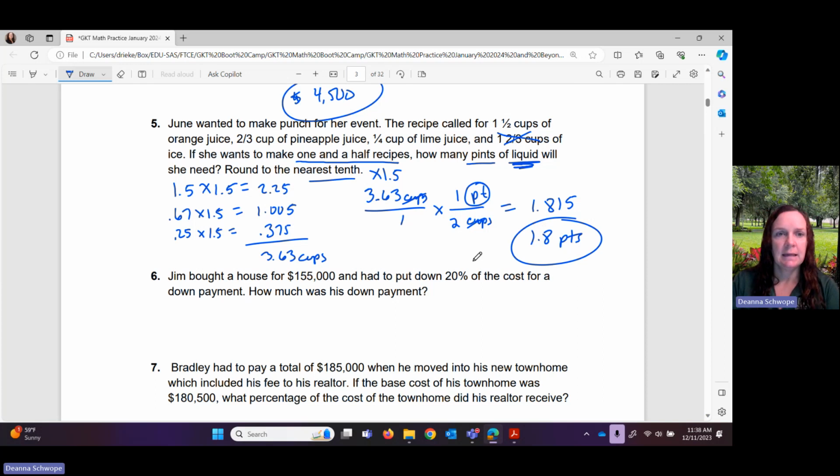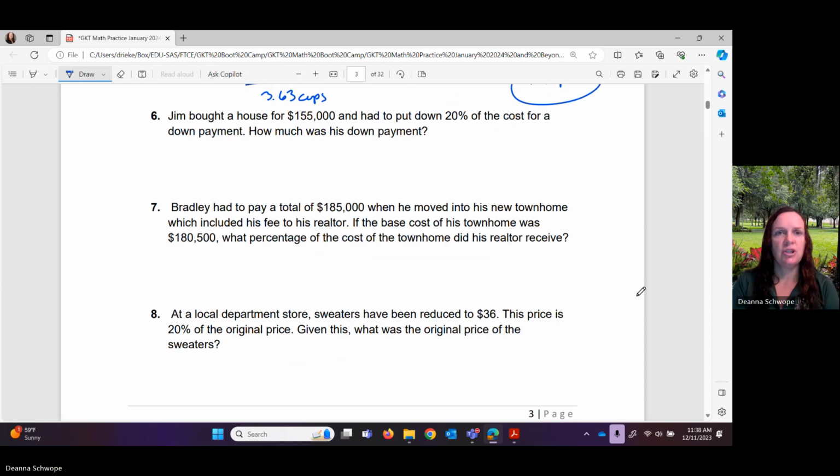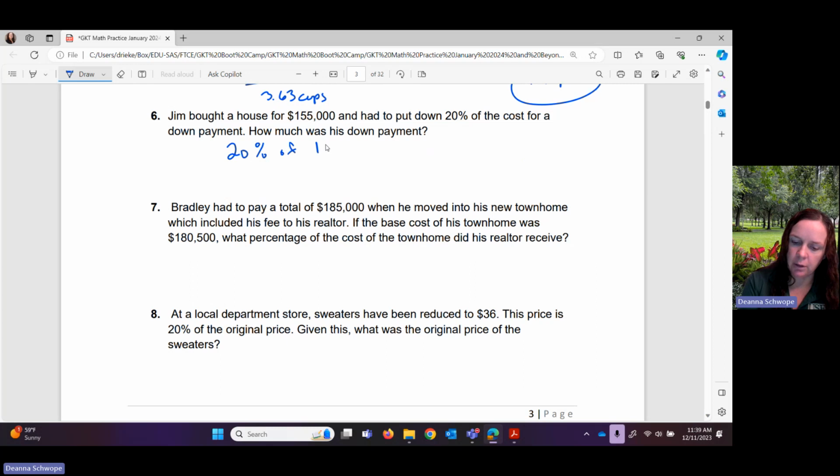All right. Number 6. Jim bought a house for $155,000 and had to put down 20% of the cost for a down payment. How much was his down payment? So basically we want to know what is 20% of $155,000. There are 2 different ways to do this. There is is over of equals percent over 100, or you can change the percent to a decimal.